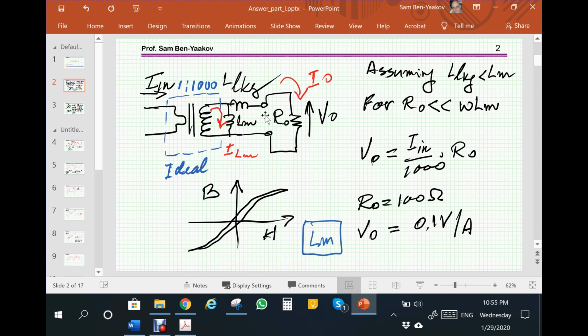Now, if this path has a much lower impedance than this L sub m, then obviously most of the current will be passing through here, and then we'll have a V out equal to I in over 1000, this is the turns ratio, times R out. This is the output, and in this case, 100 ohm, we are getting 0.1 volt per amp, which is fine.